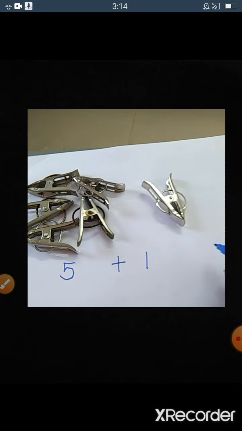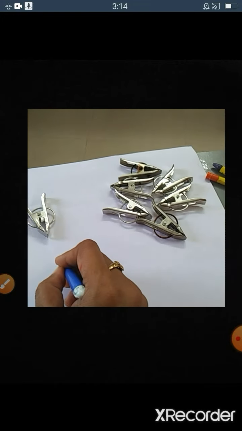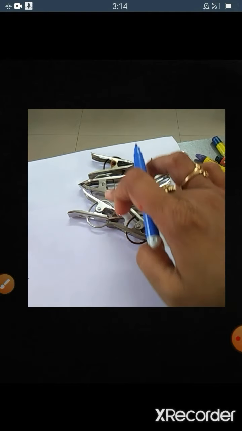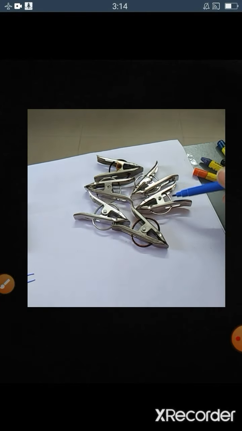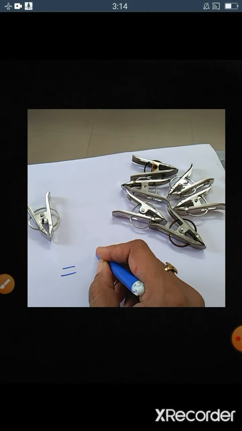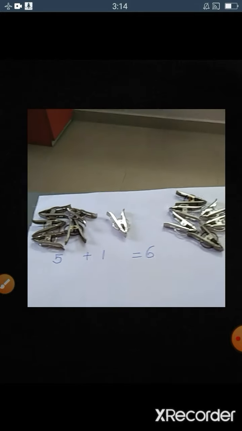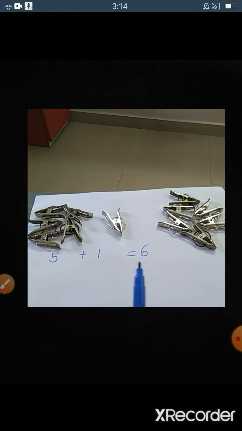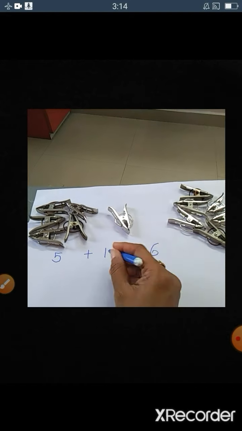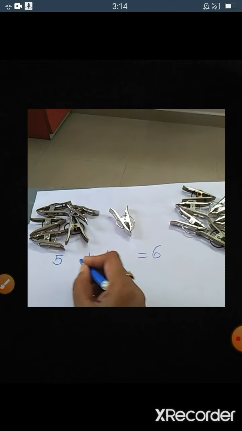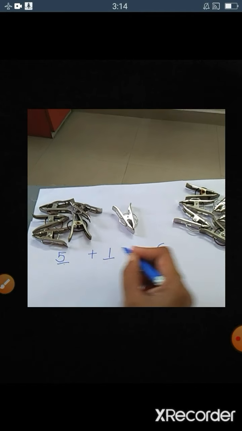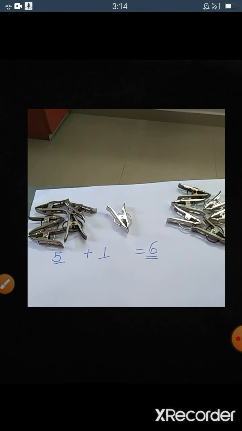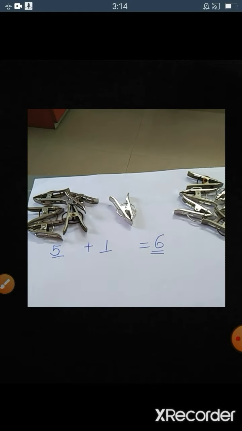So how many will I have? Just see here. Just count here. 1, 2, 3, 4, 5, 6. So just see here, children. What we have got? 5 plus 1 is equals to 6. Means when we added the number 1 to 5, we got the number after. Means after 5 which number comes? 6. Isn't it, children?